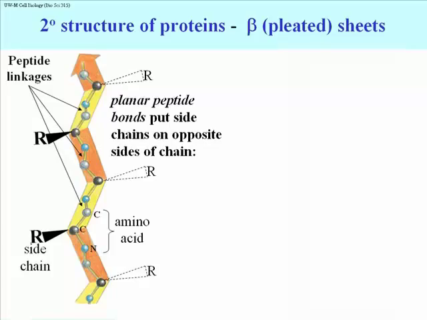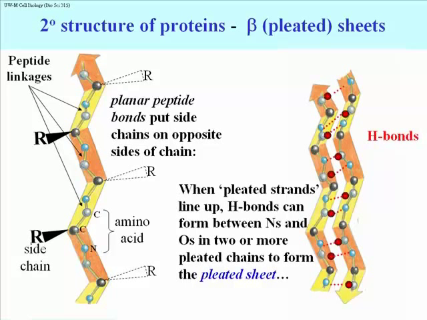And so the entire structure of the polypeptide takes on a planar shape, and that's what that ribbon is supposed to show you. And the result is that the side chains of the amino acids alternate from one side of the pleat or plane to the other.